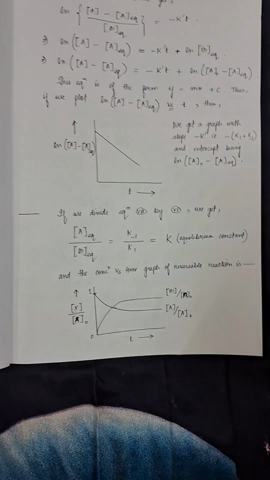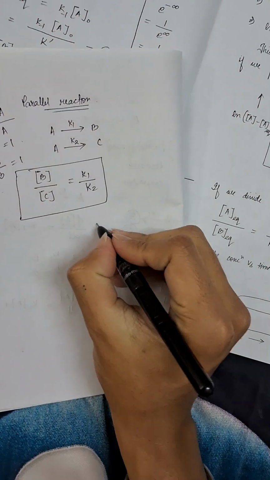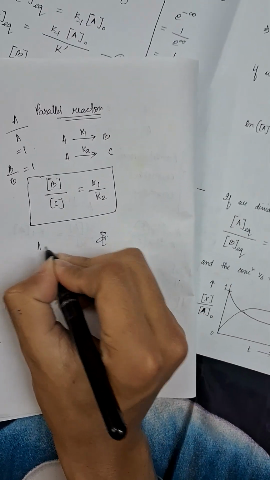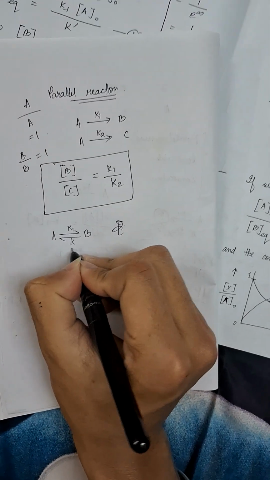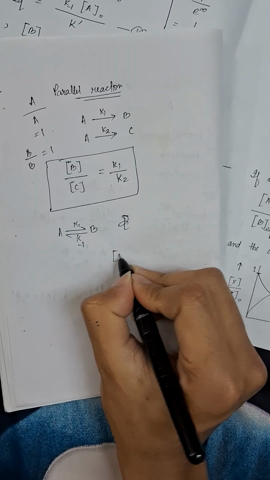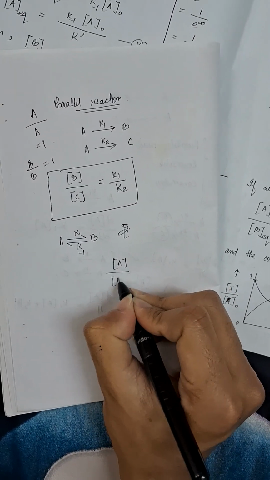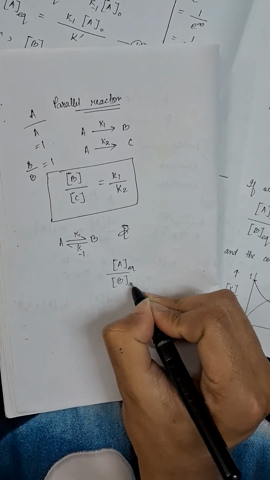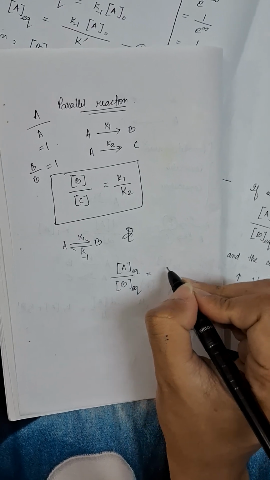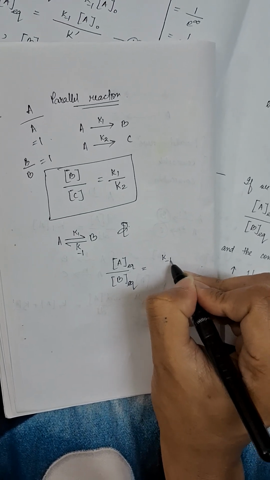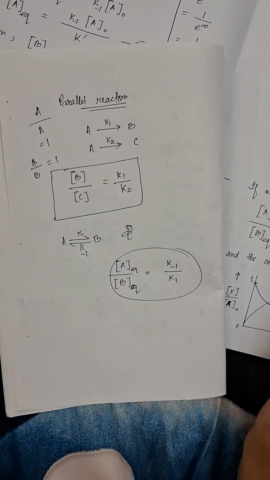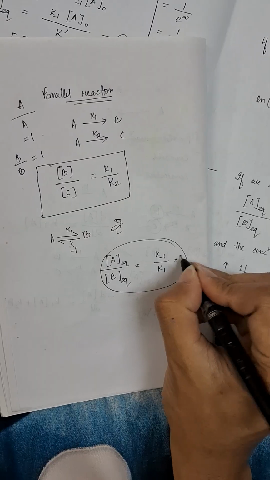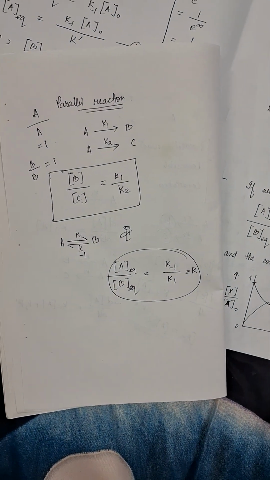Like, A gives B in a reversible way, then we say that the ratio of A to B at equilibrium concentration will be equal to K of -1 by K of 1. You just remember this equation, this formula. This will be equal to the equilibrium constant K. That's all.